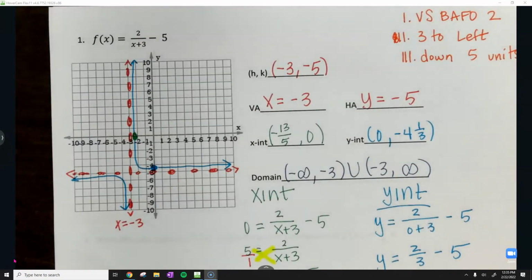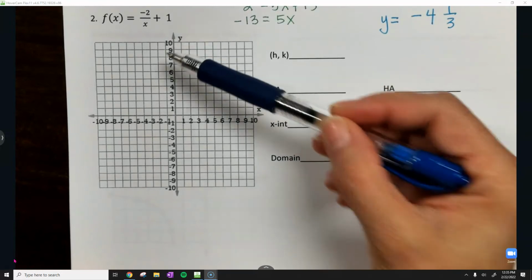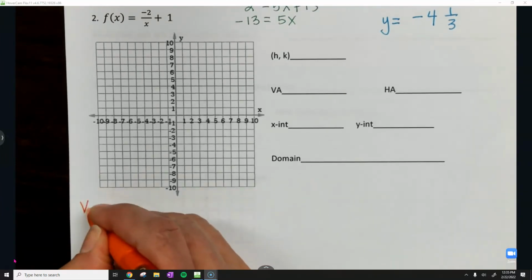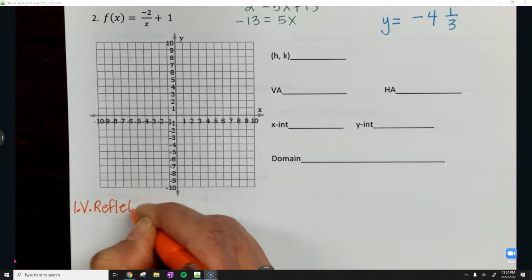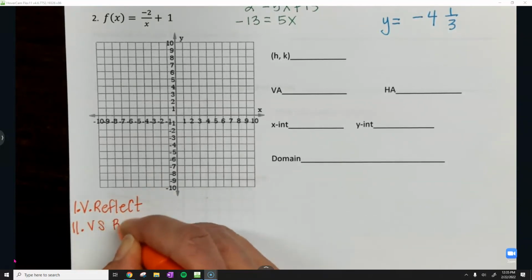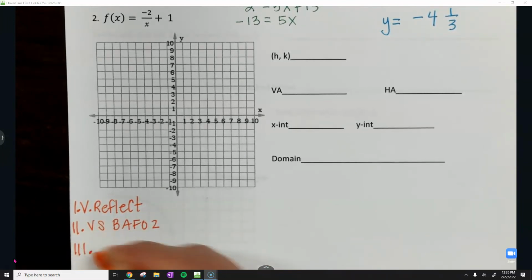So over here on number 2, we have a reflection because that 2 is negative. So I am not going to have an arrow pointing up to the right of any asymptote. I have to have an arrow pointing down. So let's go ahead and talk about the transformations here. I'll write them under here. We have a vertical reflection. We also have a vertical stretch by a factor of 2. And then the only other one we have is the graph has been shifted up 1 unit.